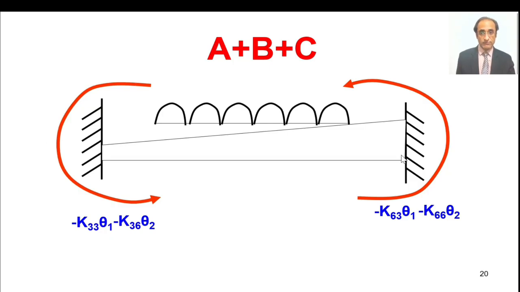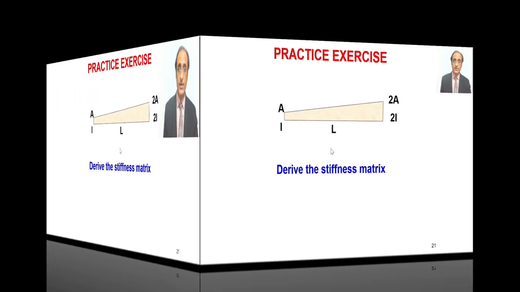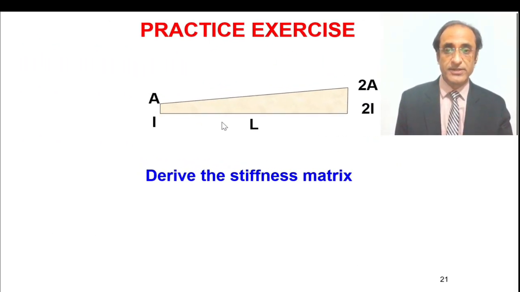Once we have done this, we can now solve any case of the non-prismatic member. So I give you a problem: we have this member, its length is L, and from the left end to the right end, the moment of inertia is becoming double and the area is also becoming double. Derive the stiffness matrix.